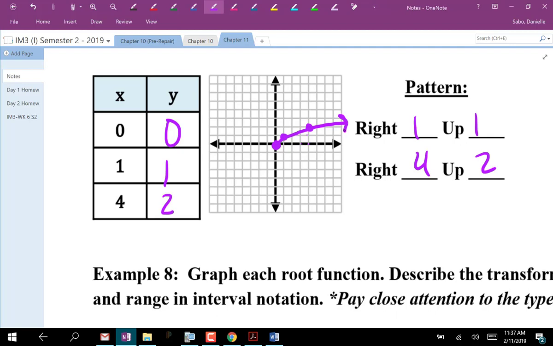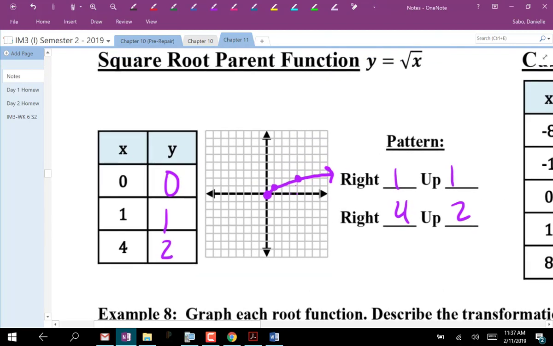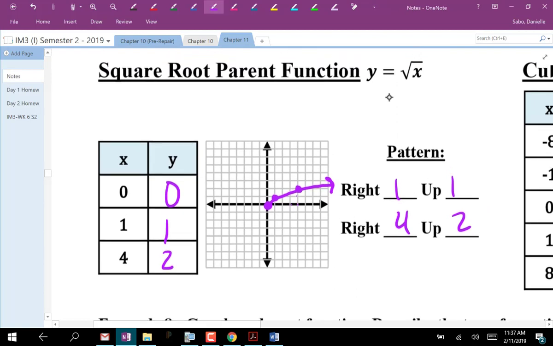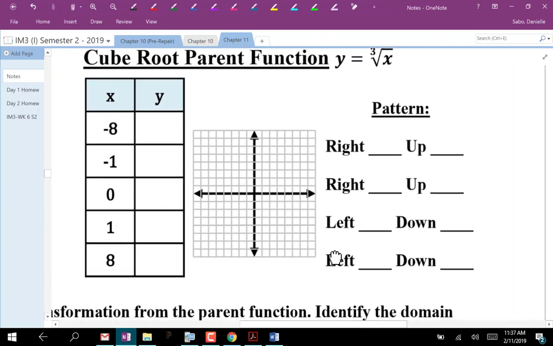So that's now our new pattern. So again, this is a square root. That's huge. And maybe circle it, highlight it. And if you notice from the first page, that's the same thing. It just switched. It normally was right 2 up 4, and now we're going the opposite, right 4 up 2. Same thing with cubic. So let's talk about this.